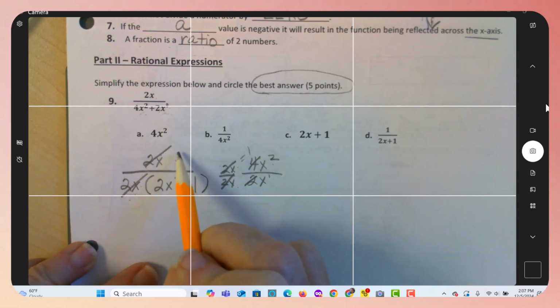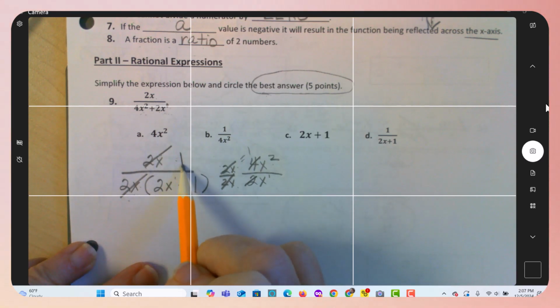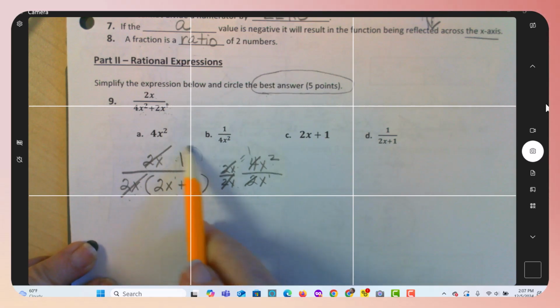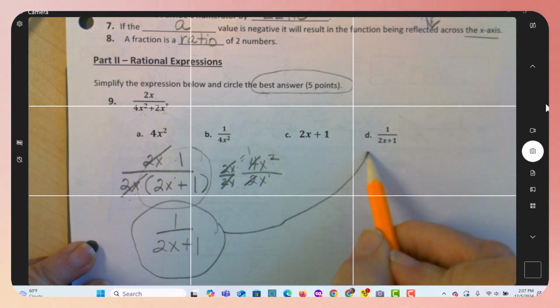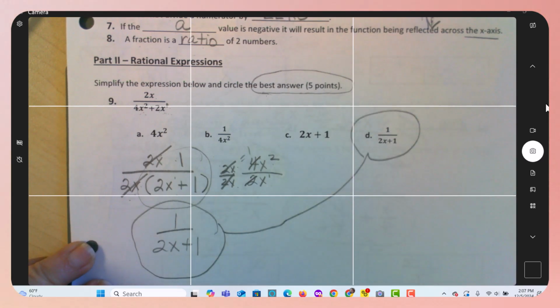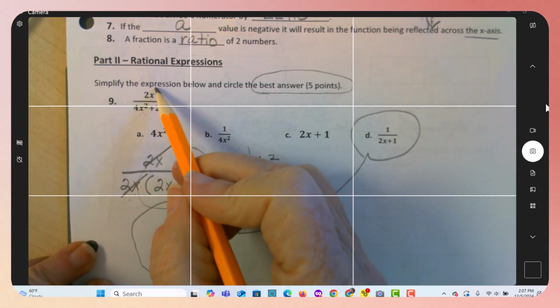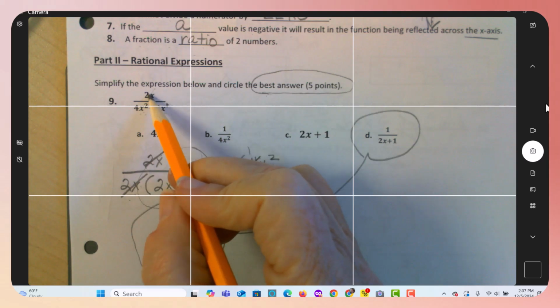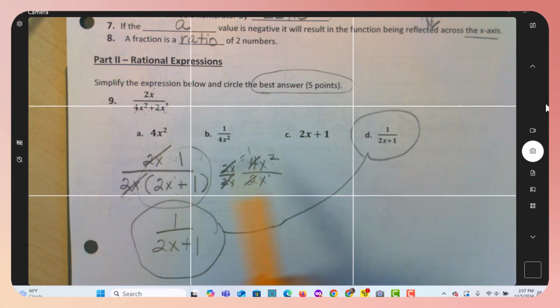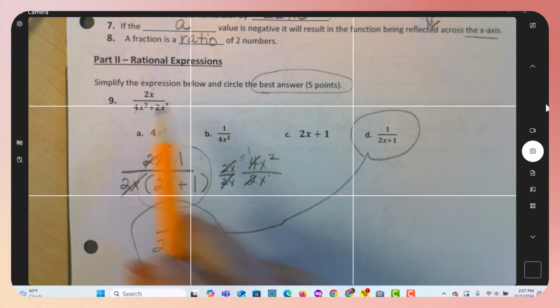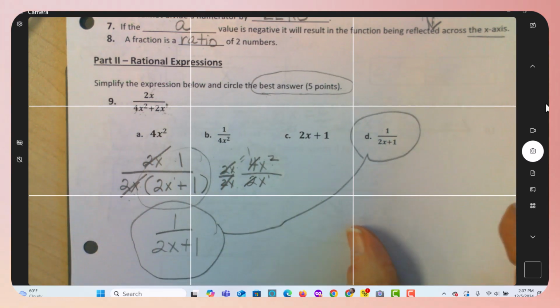We can't leave this numerator blank. We have to put a 1 here. So our answer is 1 over 2x plus 1. Now let's look and see if we have a match, and we do, with answer choice D. Now if you do this by trying to divide 2 into 4 right here and just splitting it up without factoring it first, you're going to get confused. So make sure that everything is factored before we start working these problems.